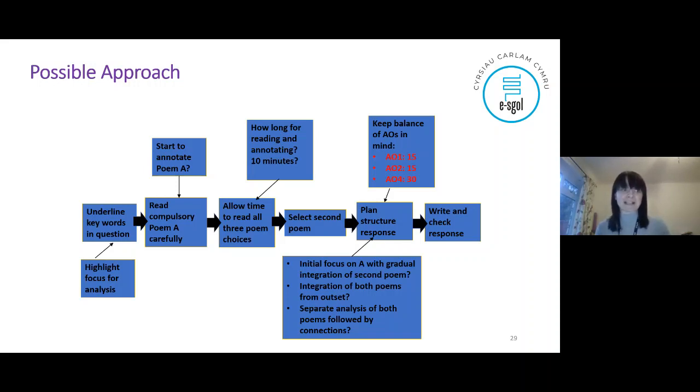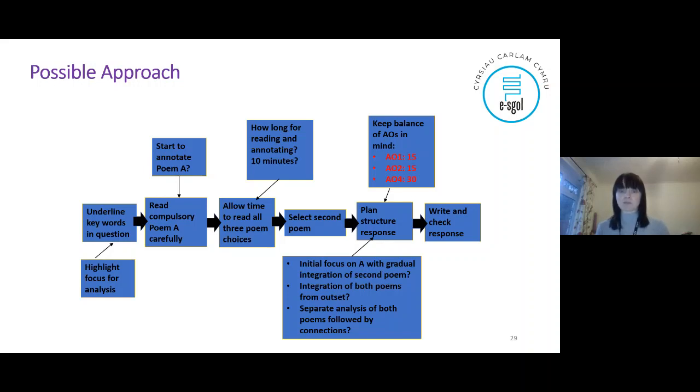Possibly 10 minutes. Again, it's all dependent on your own personal timing with regards to your reading speeds. Then you'd make your selection of your second poem. So what's important is you read all 3 poems. Like I said at the start, you don't just pick the shortest one or the one that looks the simpler, okay? You've got to make sure that you understand poem A in order to think, right, okay, how am I linking this to my chosen poem?